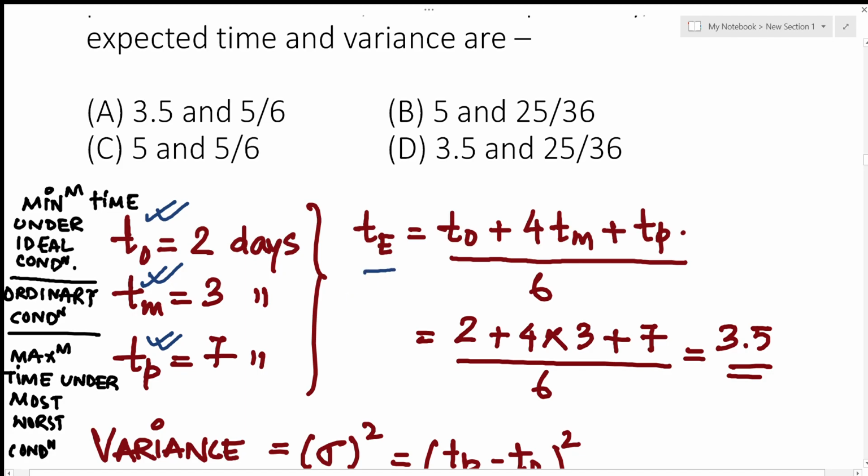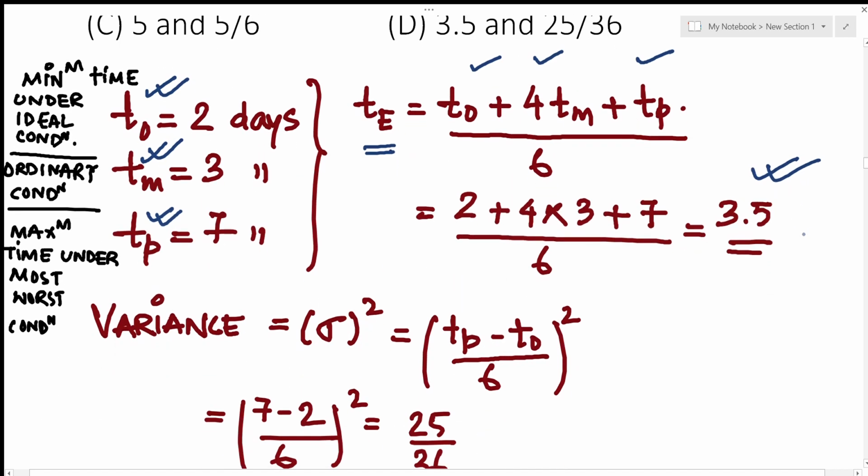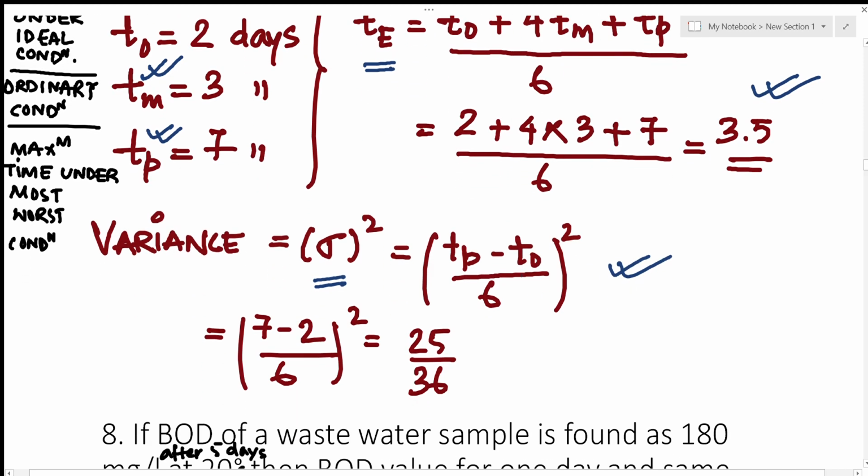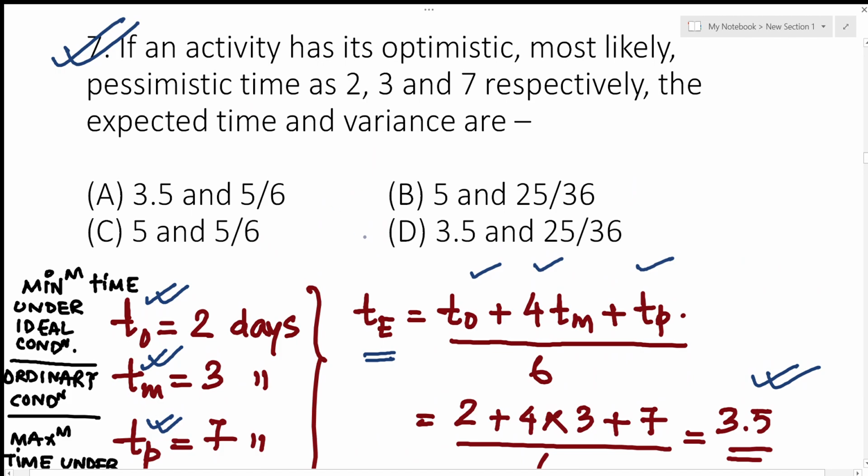And expected time is given as To plus 4 Tm plus Tp by 6. So just replace the values here and you would get the expected time as 3.5. Now variance is nothing but the square of standard deviation, and standard deviation is given by Tp minus To by 6 and variance is the square of that. So just replace the values and you would get the answer as 25 by 36. So the answer would be 3.5 and 25 by 36. So the answer for this particular question would be D.